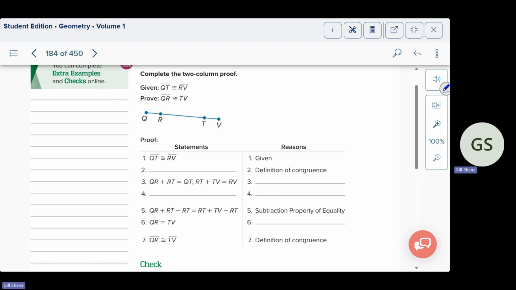Sometimes learning proofs is just a matter of reading through a bunch of proofs that are already completed to just remember some of the concepts that you might have forgotten, plus to just learn how to follow the logic on how to write a statement and a reason.